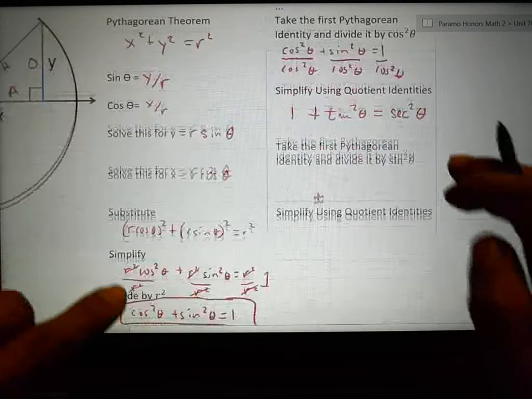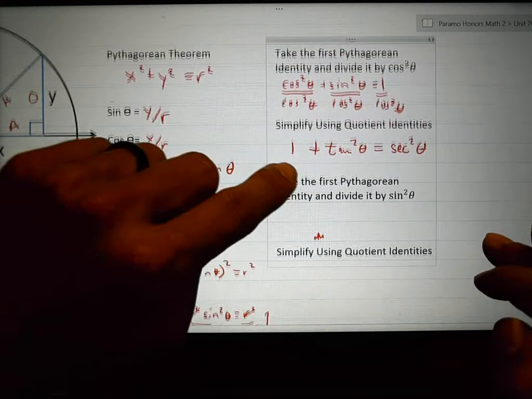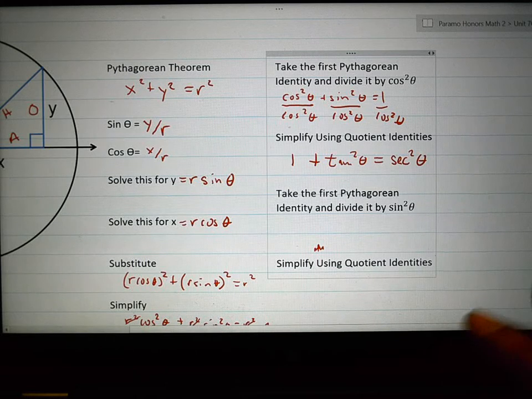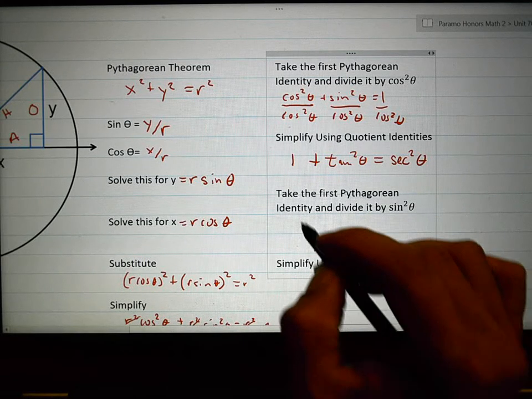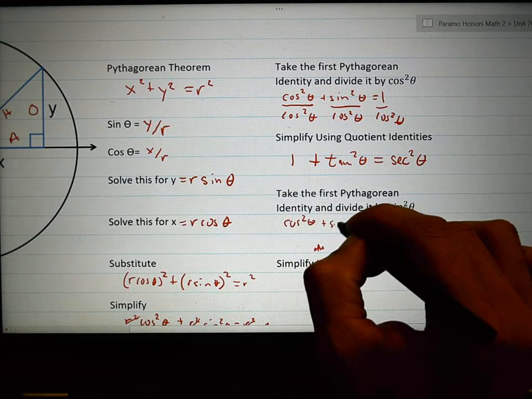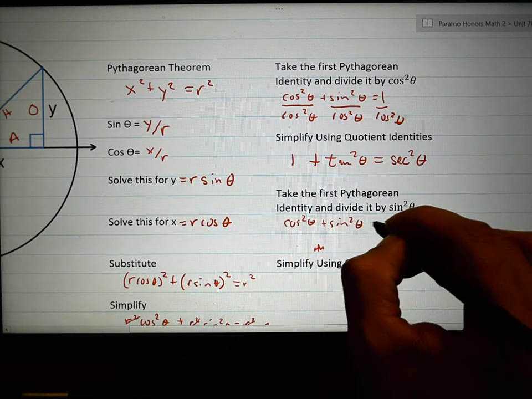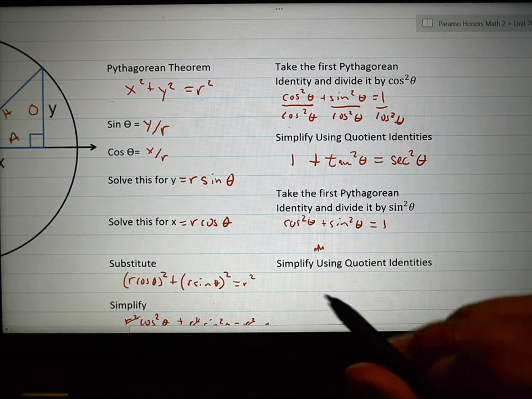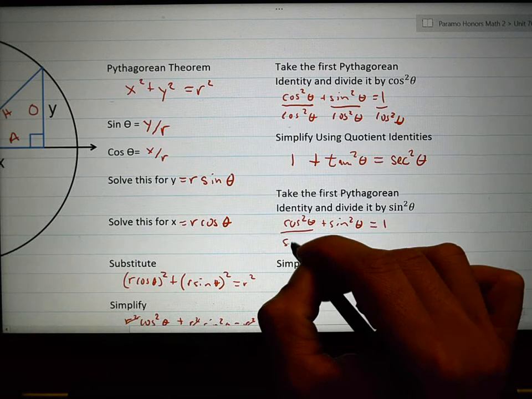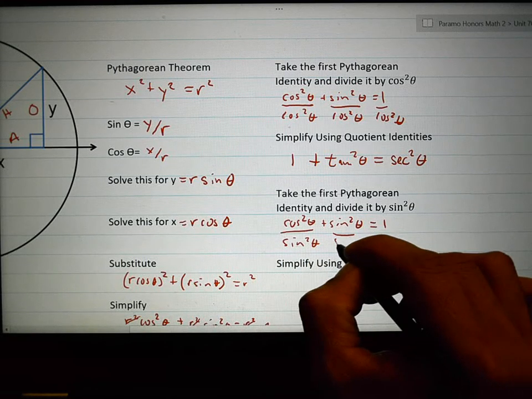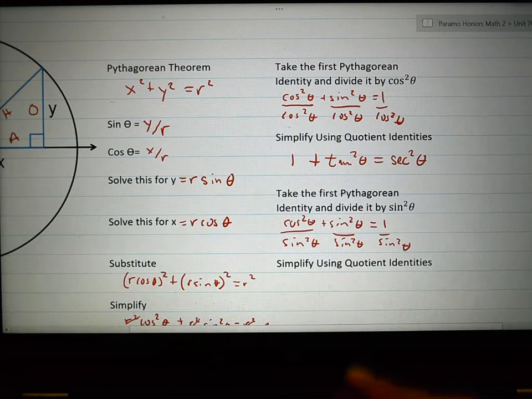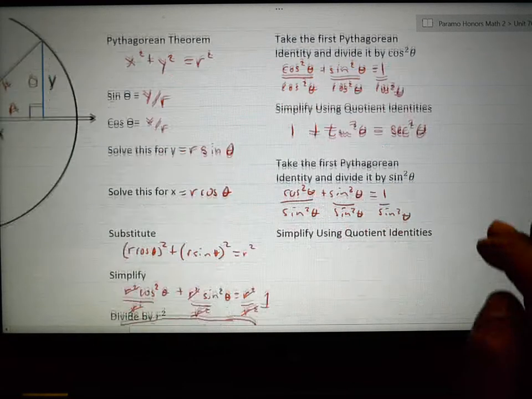We have our first Pythagorean identity. We have our second Pythagorean identity. To get to our third one, take the first Pythagorean identity. Remember, I had cosine squared of theta plus sine squared of theta is equal to 1. And instead of dividing by cosine squared, I'm going to divide everything by sine squared. And let's simplify using our quotient identities.